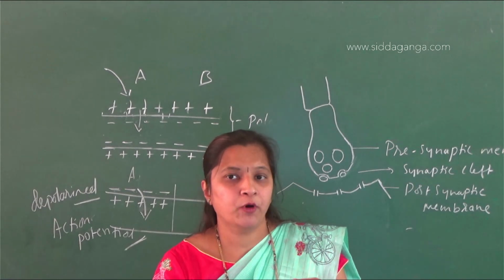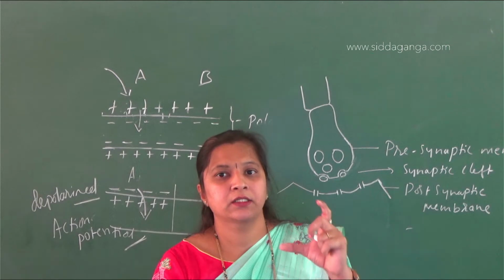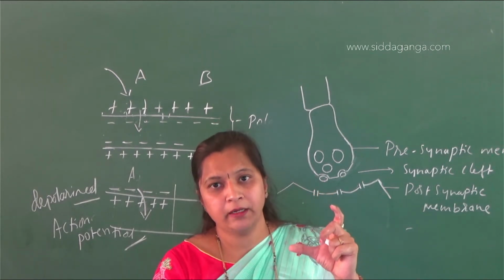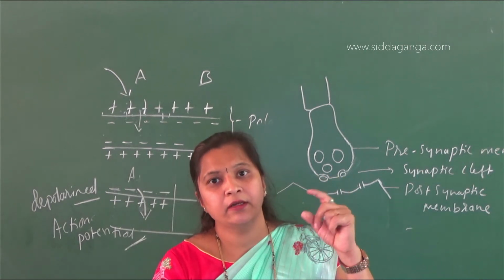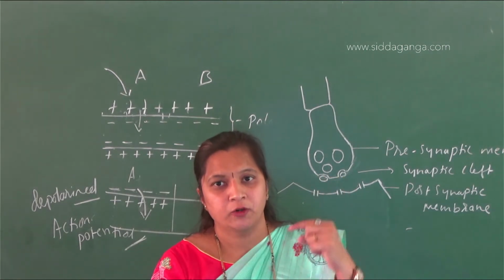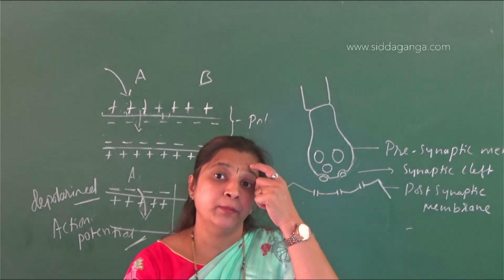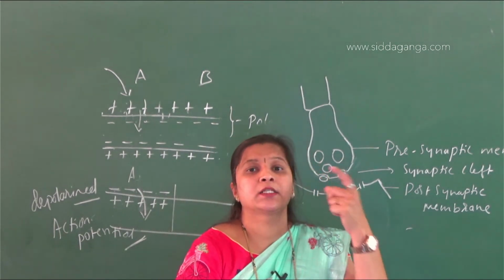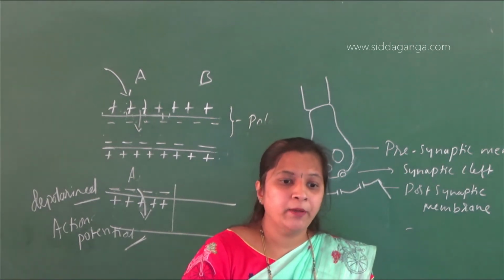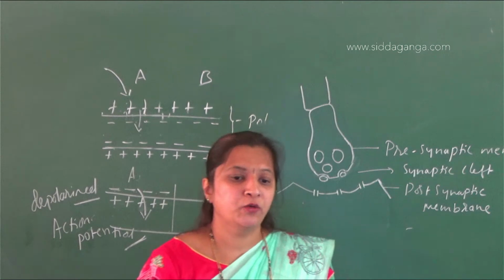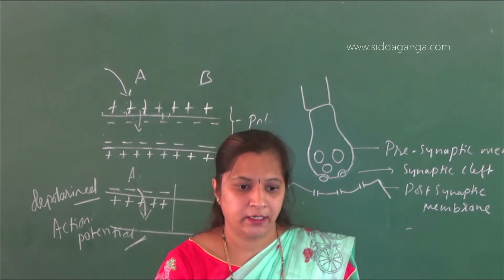Similarly, multipolar neurons, in multipolar neurons the cell body has many dendrites and only one axon. Such neurons are called multipolar neurons. Multipolar neurons are present in the cerebral cortex of the brain. But here, bipolar neurons are found in the retina of the eye. So the second option here is correct.